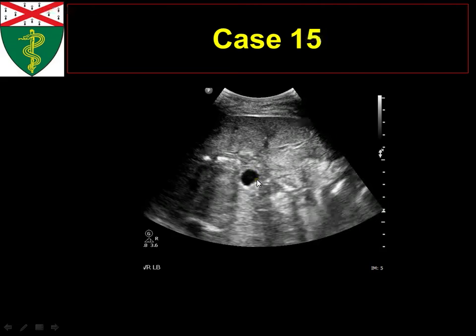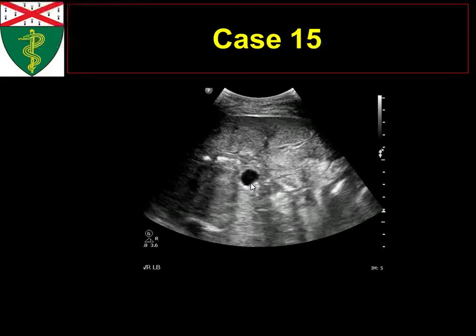Does it look like a solid or cystic mass? Cystic mass, right? And we know it's cystic because there's no echoes in it. It has increased through transmission, pretty thin walls. Looks like a pretty cystic mass. So hepatic cyst. Are we happy? Tom's not happy, but I'm not sure if everyone else is happy.